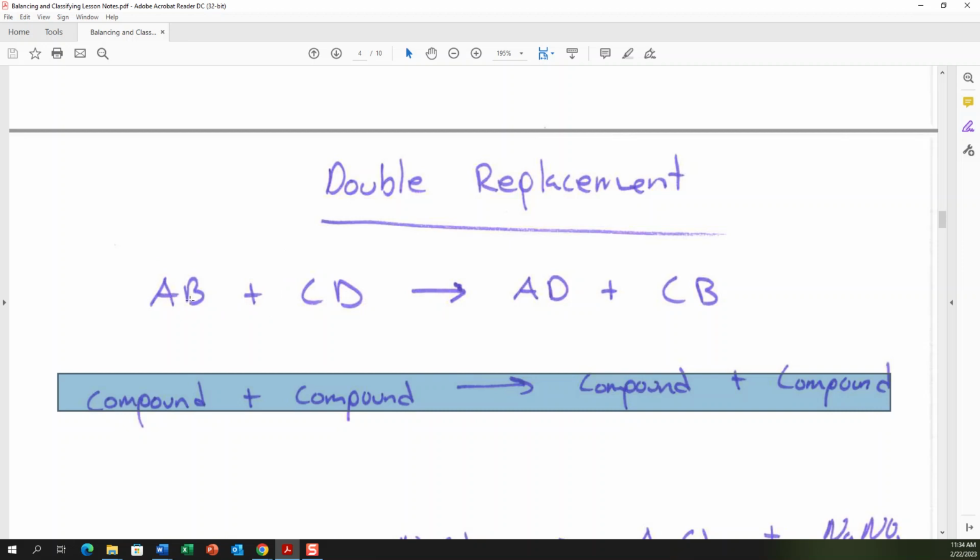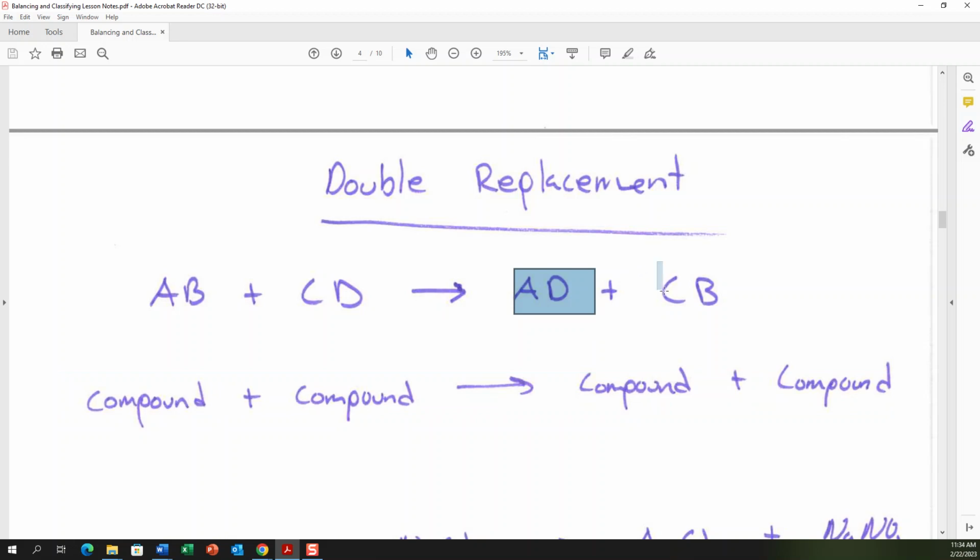So A and B are paired up and C and D are paired up. Now on this side, A is paired up with D, but C is paired up with B. So A replaces C, but C replaces A, double replacement. Okay, so how is this going to differ from single replacement? Single replacement, remember, was element plus compound yields element plus compound. Here we're looking at two compounds yielding two compounds. That's going to be the main difference between single replacement and double replacement.